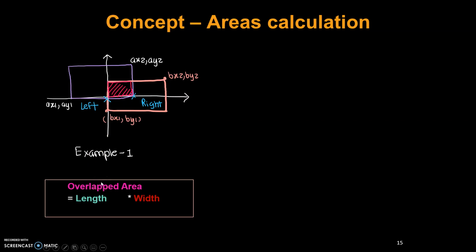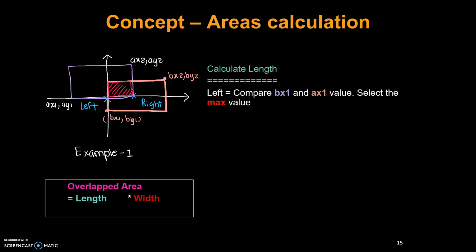So how can we calculate left and right? Let's have a look. For the left, we have to compare the 2 values from each corresponding rectangle, bx1 and ax1. We are simply comparing the left border of each rectangle. To get the left side, we have to select the maximum value. If we don't select max, we will end up with the incorrect area. Therefore, we need to select max.